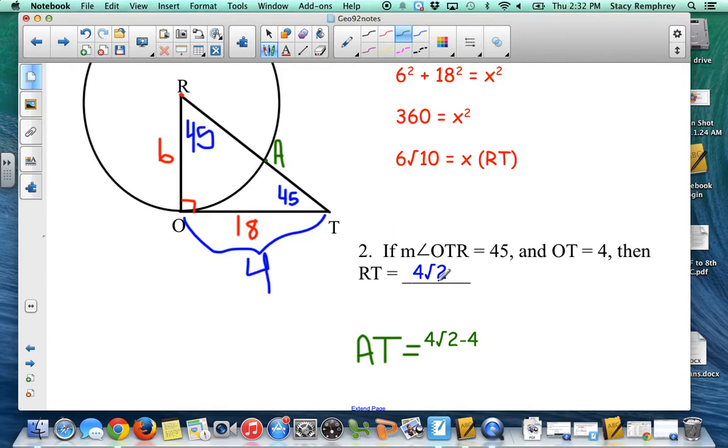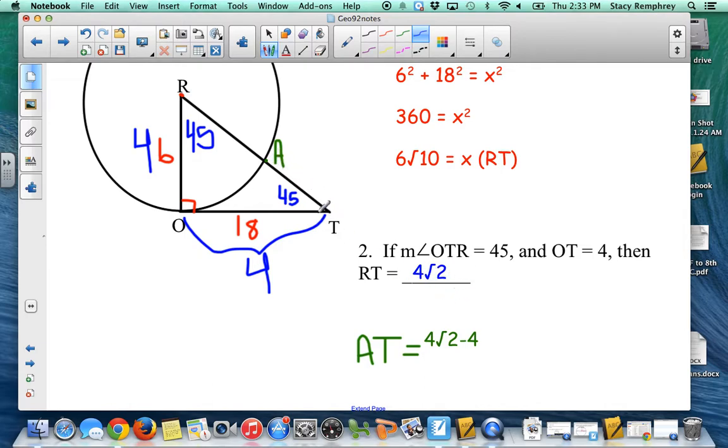In number 2, everything I did is in blue. So I labeled these angles 45. I knew OT was 4 because they told me that. So if OT is 4 and this is 45 degrees, then I also know that OR is 4, because 45-45-90 special right triangles. So RT is 4 root 2.